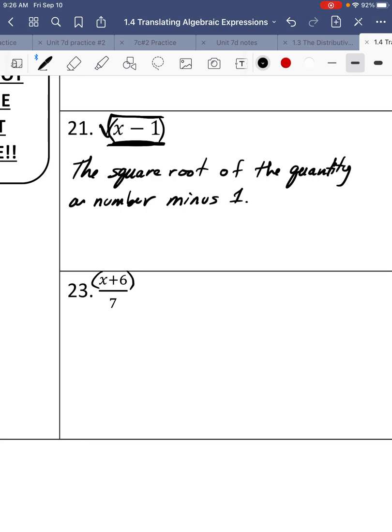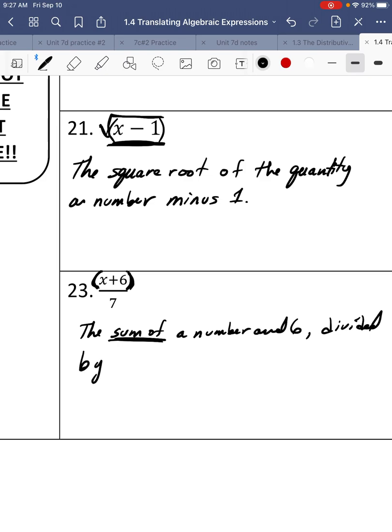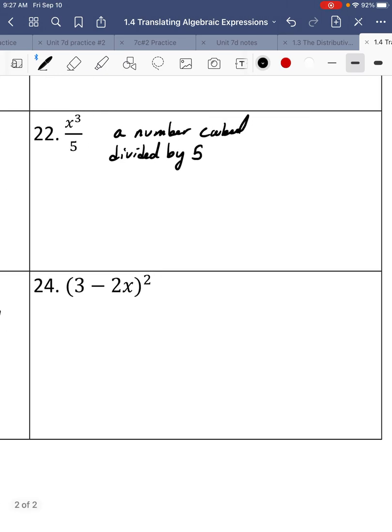So we need to be able to put x plus 6 in the numerator. So you say the sum of, so we'll put that in parentheses, and thinking about putting it all in the numerator, it's kind of like having it in parentheses, the sum of a number and 6 divided by 7. And 24.